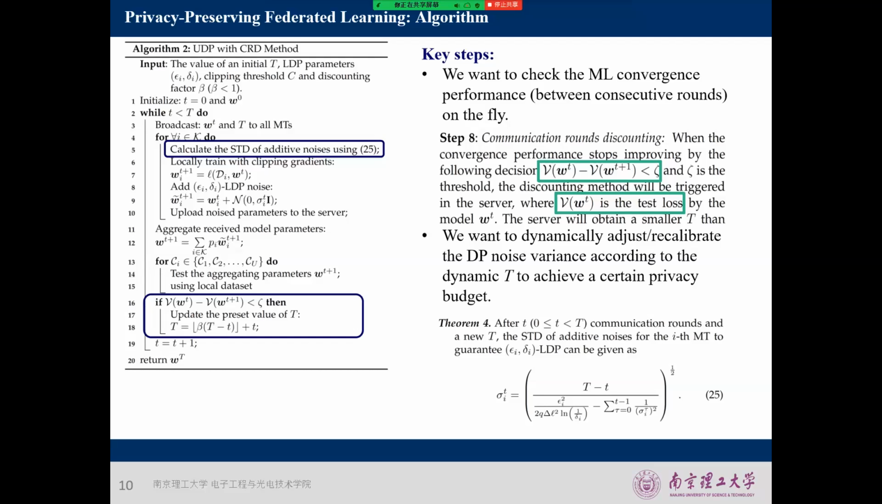Yeah, go ahead. I have a question here. In your algorithm, are the epsilon and the delta predefined, or do they change over time? Yes, at the initial stage we predefine the epsilon and the noise powers, but during the training stage they will change according to the remaining communication rounds T.